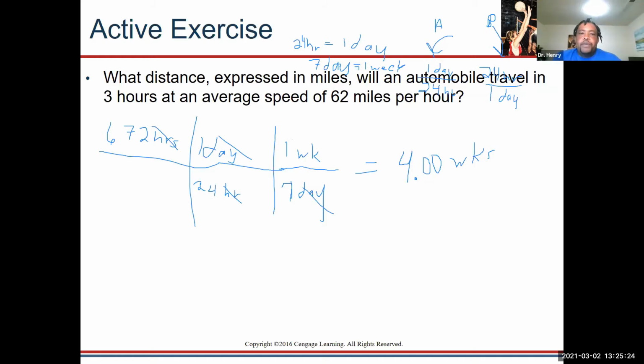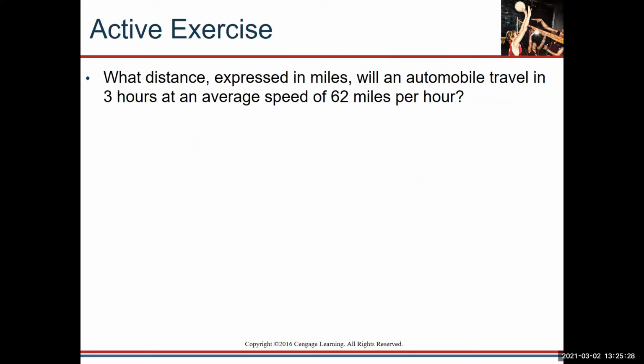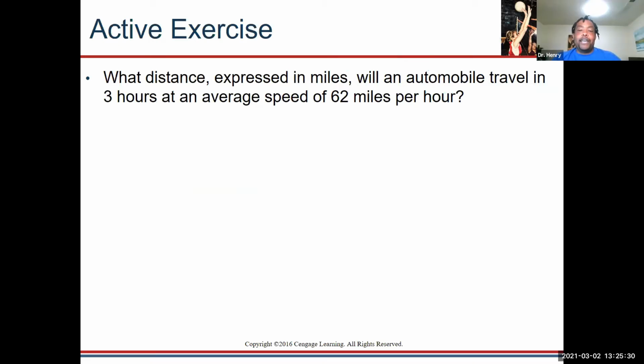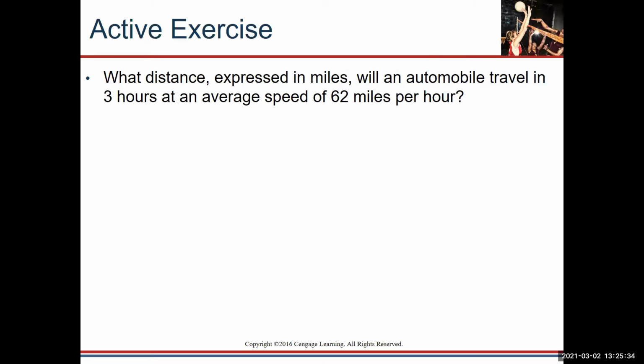And somebody's going to ask me, so Dr. Henry, when do I need to use significant figures? Is that what somebody's going to ask me? I know Nate was going to ask me that. I'm just reading his mind already. No, I was going to ask you that too.